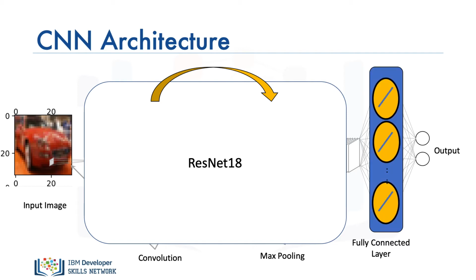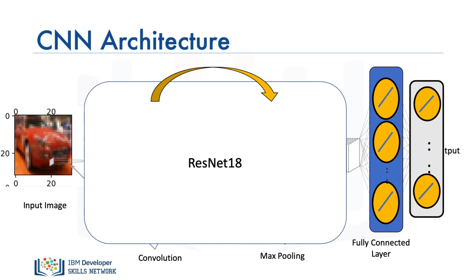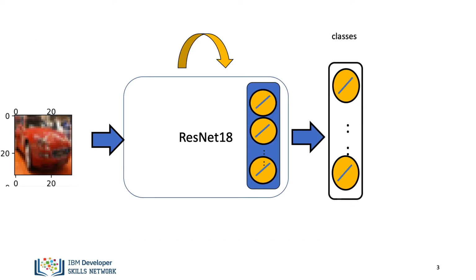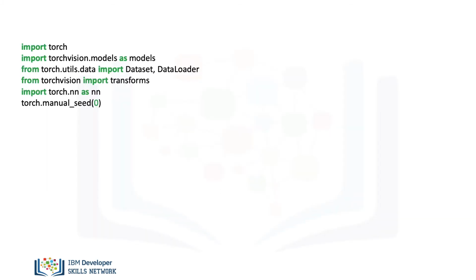We are concerned with the last hidden layer, as well as the output layer. We can train the model to classify a set of images. All we need is a training set. We will need the following libraries. You should load the ResNet 18 model, setting the parameter pre-trained to true. This means the model has been trained before.